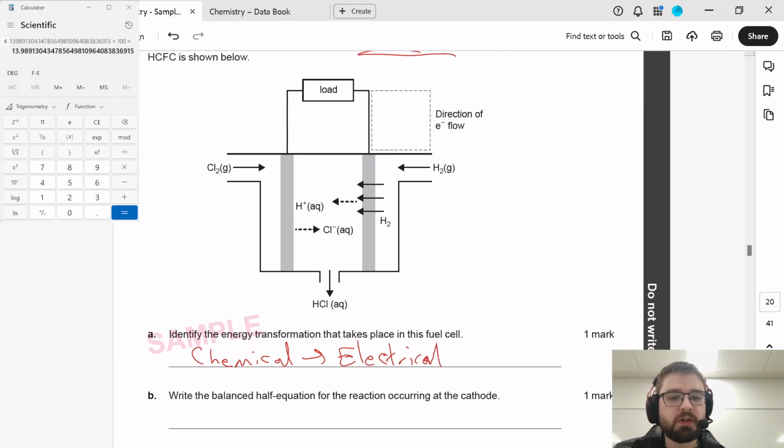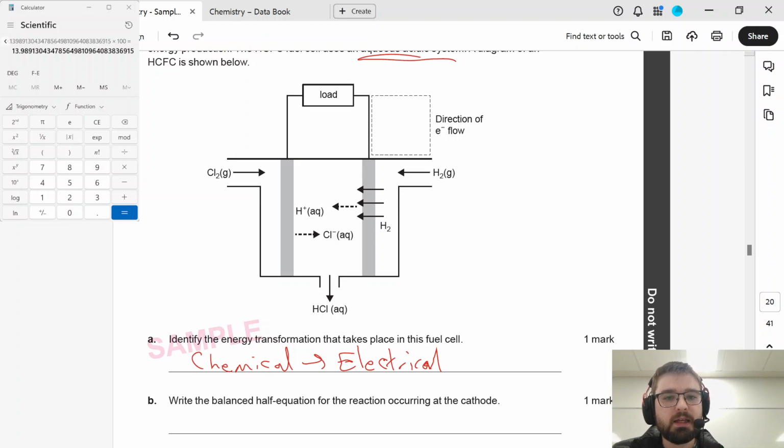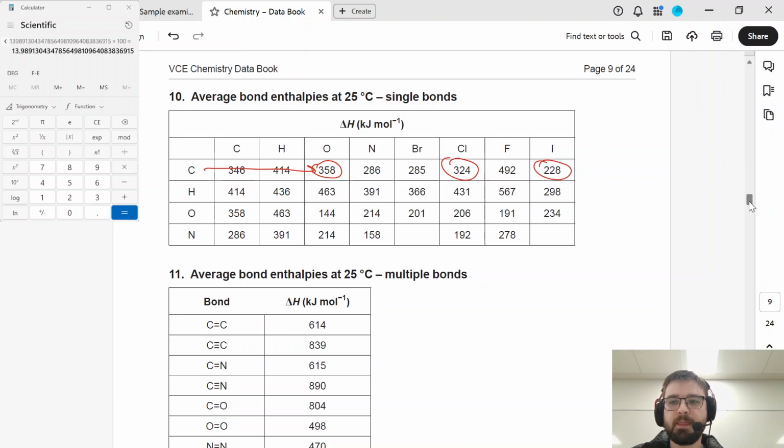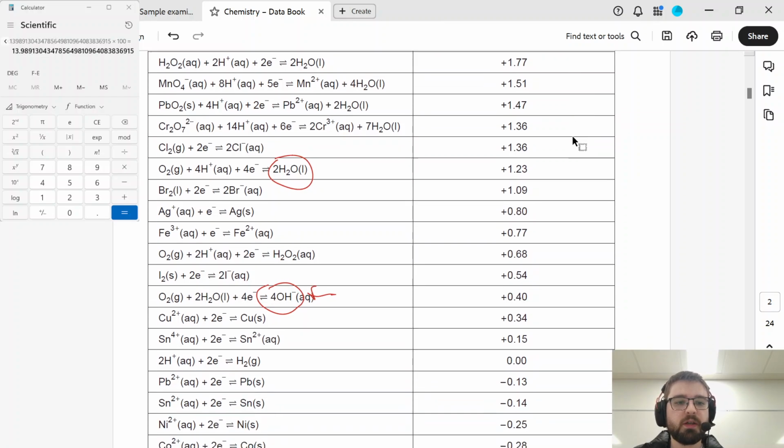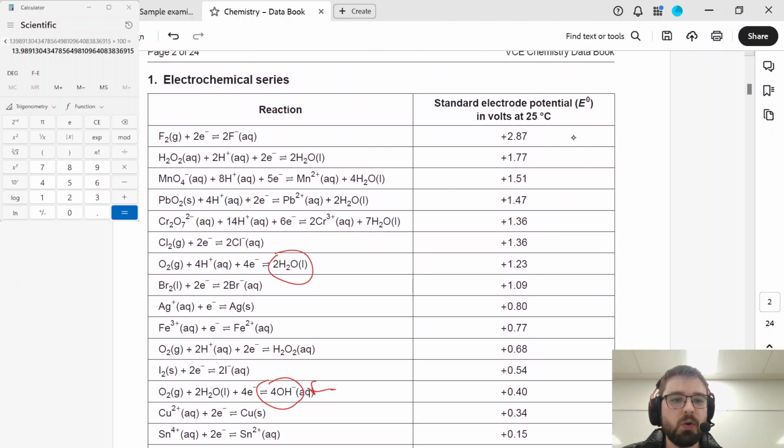Write the balanced half equation for the reaction occurring at the cathode. So, okay, let's have a think about the two things. Let's look up chlorine. We can just think about what chlorine is going to be. The only place chlorine is on the whole series is here, and that makes sense, in the sense that we would want it to be at the top left or bottom right, otherwise it's not going to make much electricity. And it's the thing that's going to be reduced.